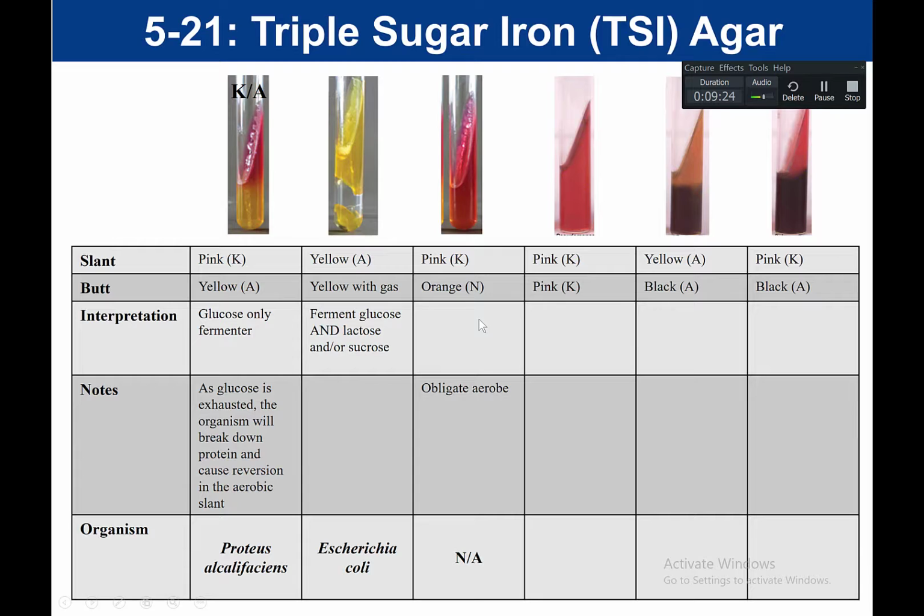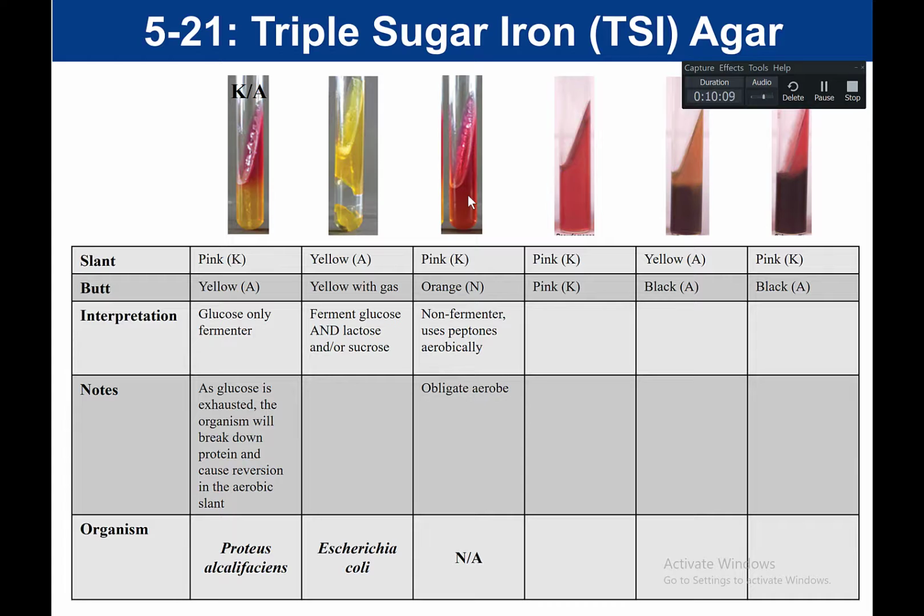We could have a situation where the slant is pink, the slant is alkaline, and the butt is neutral, it's orange. So if we have K over N, so neutral, what that means is that the organism uses peptones, but only aerobically. So this is a non-fermenter, does not use the sugar, but it uses the peptones aerobically. Notice that none of this is yellow, so sugar was not used. In this case, this organism is an obligate aerobe. It only grew and it only used the peptones aerobically. In our experiment, we don't have an organism that had this result, but you could.